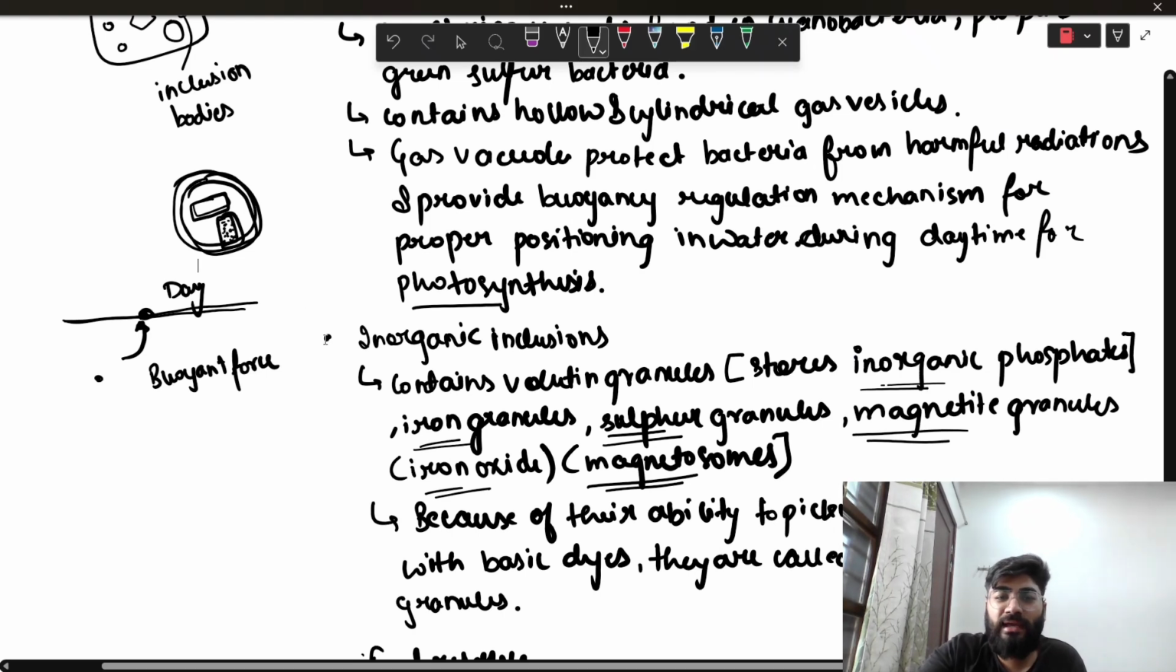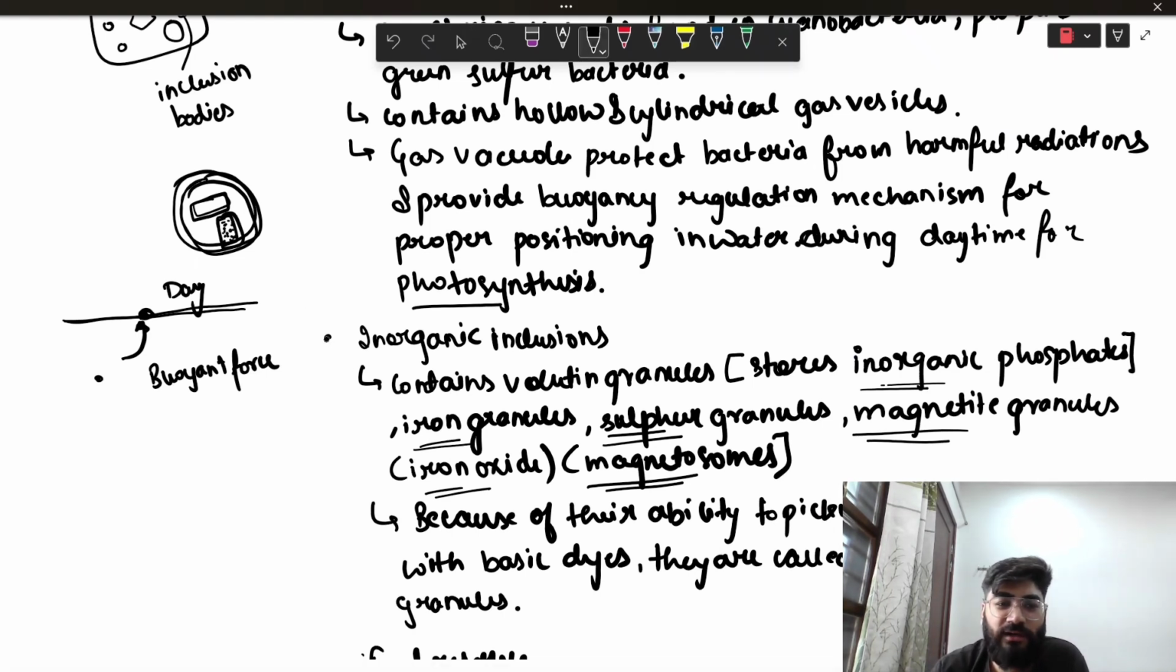Then we have inorganic inclusion, the second kind of inclusion bodies. It contains volatin granules that have inorganic phosphate inside. Iron granules are one type of inorganic inclusion. Then we have sulfur granules, magnetite granules. What is magnetite? It is one of the iron oxides.